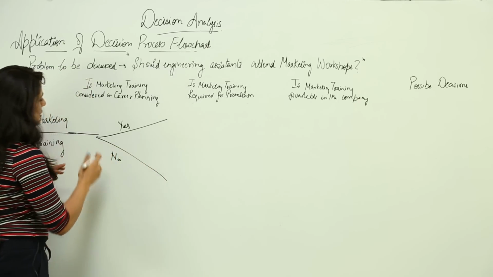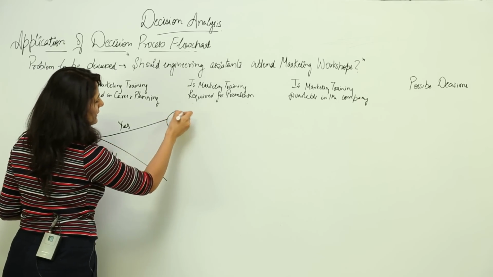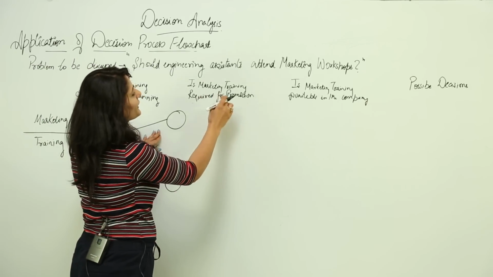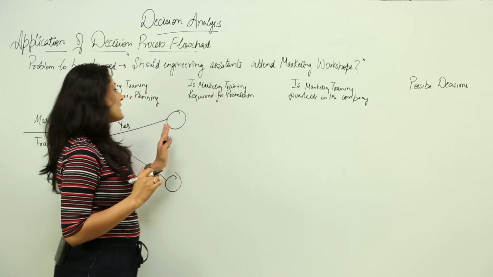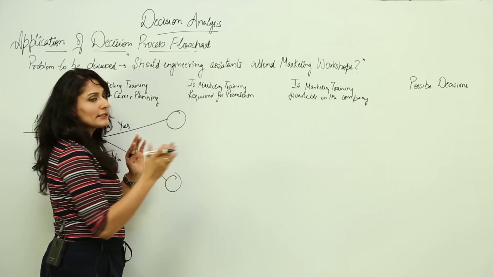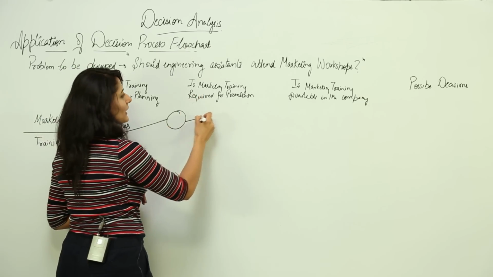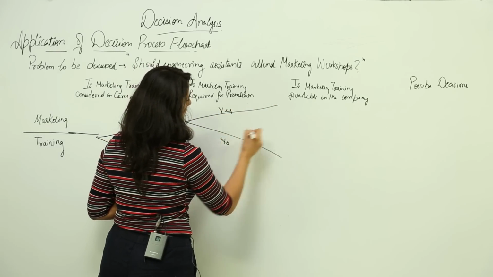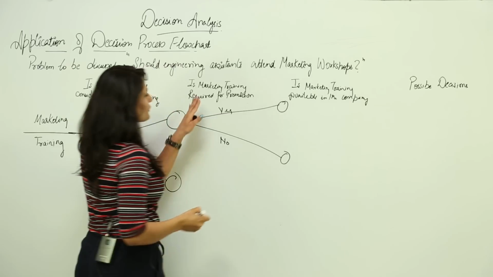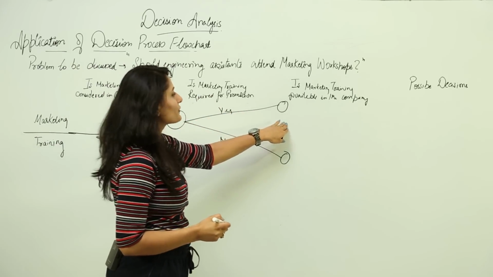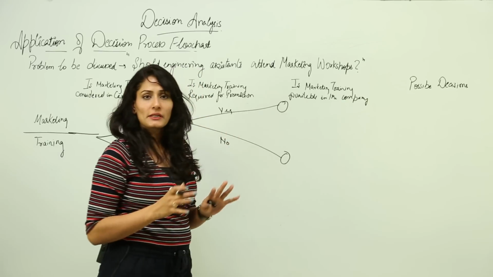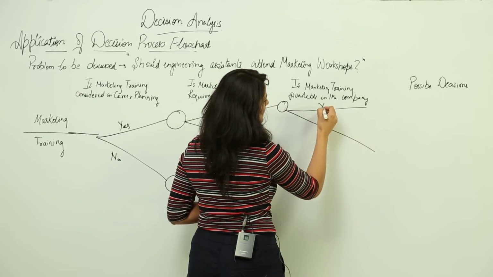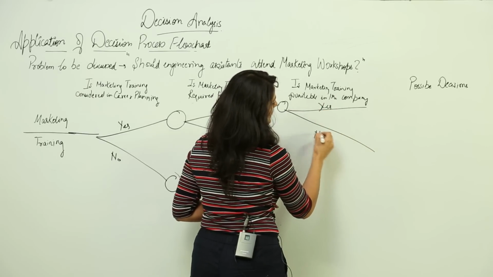If it is yes, this means we have come to a decision point where we have to take the second decision, that is, is marketing training required for promotion? Then again the answer has to be yes or no. So first I would be taking up the yes part. Now this has led to our third decision point, which is, is marketing training available in the company, right. So this is what we have got. Now the answer can be yes or no.